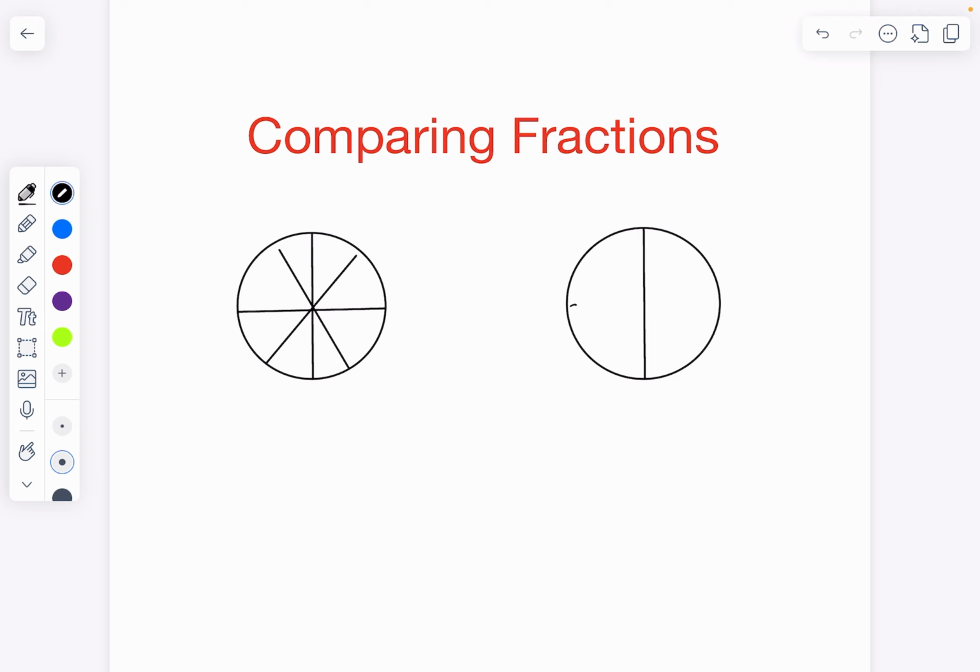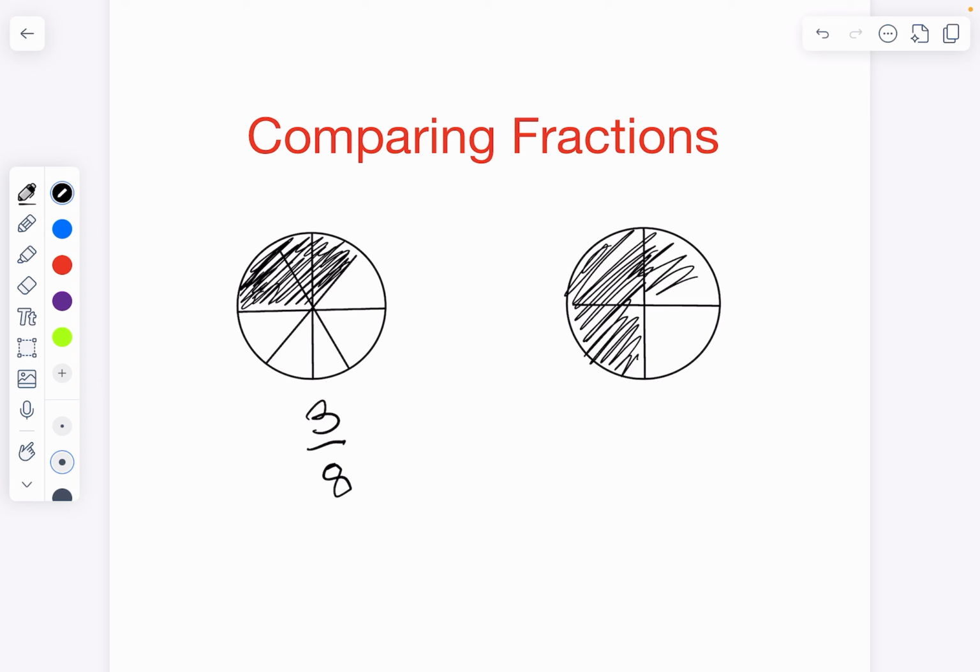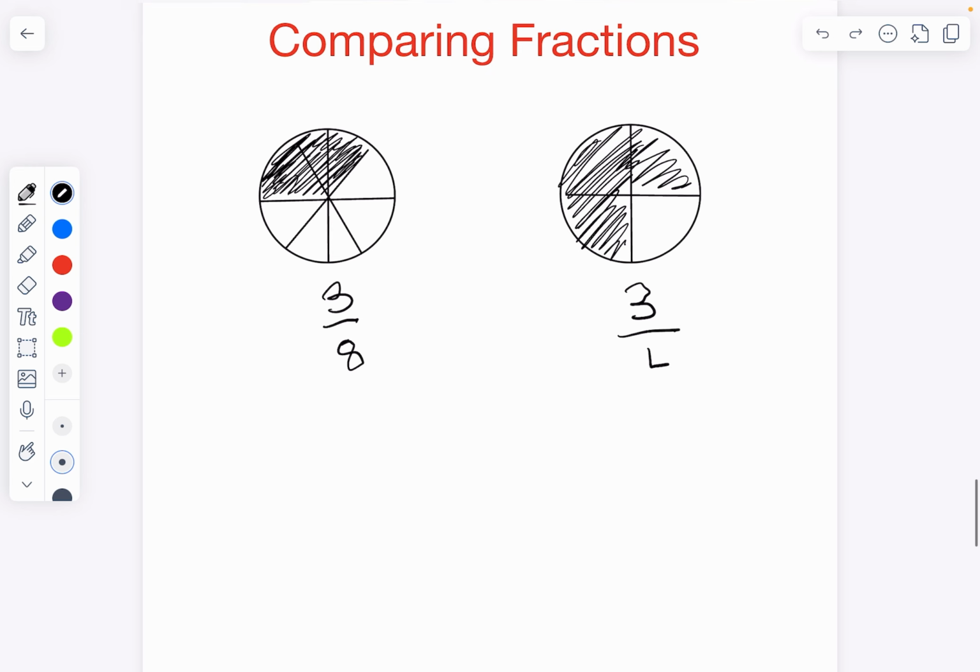And then I split up the second one into 4 pieces. And I shade in 3 pieces of the first model, which the fraction would be, hopefully you know this by now, 3 over 8 whole pieces. And I shade in 3 of the 4 pieces of the second model, making it 3 over 4 pieces. So we have these two fractions now.